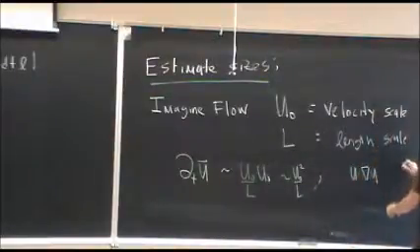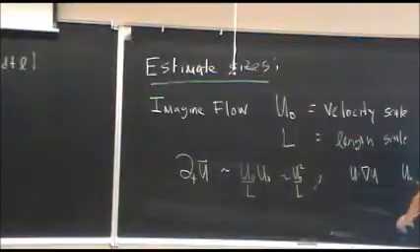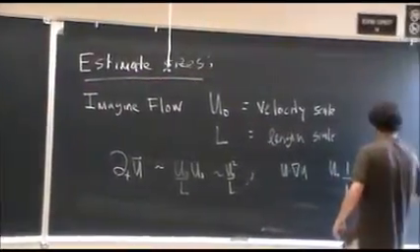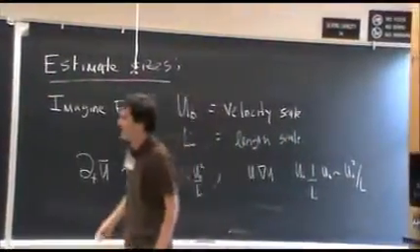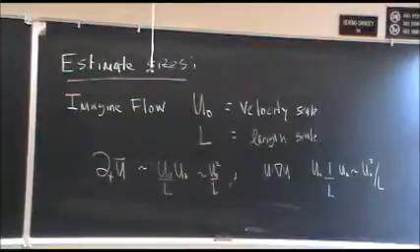Now similarly, the size of U dot grad U, well, let's see. U has a size U naught. When I take a gradient, I'm dividing by L, and then I'm multiplying by U naught. And so that also has a size U naught squared over L. So that's convenient. According to this estimate, both of these terms have the same size, namely U naught squared over L.